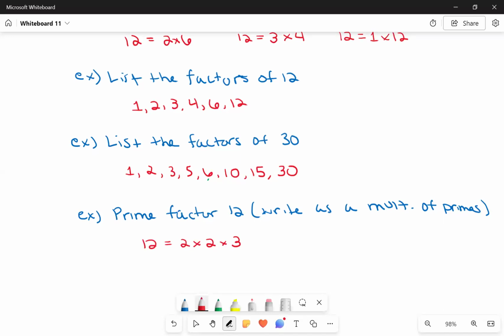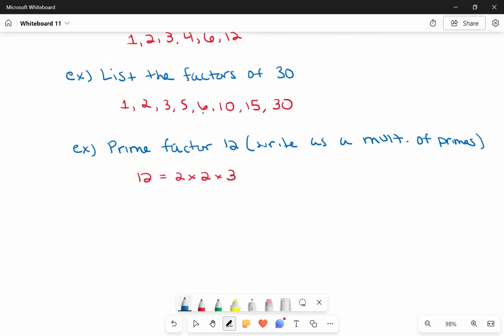Okay, so let's look at ways we can prime factor. The book lists 3 methods, and I really think 2 of them are more important. So I'm going to focus on 2 of them, and then I'll mention the third one just so you're aware. The first one is called increasing primes. I'll put a number 1 for first.